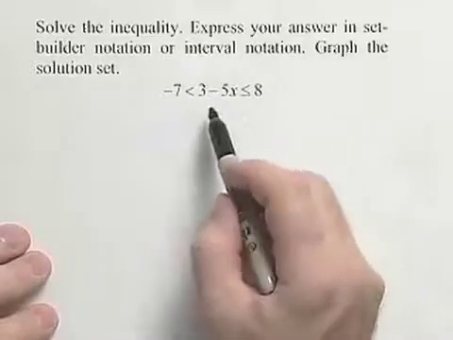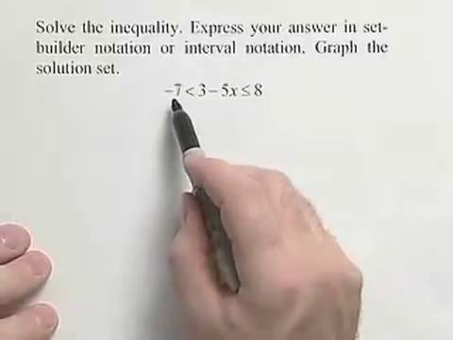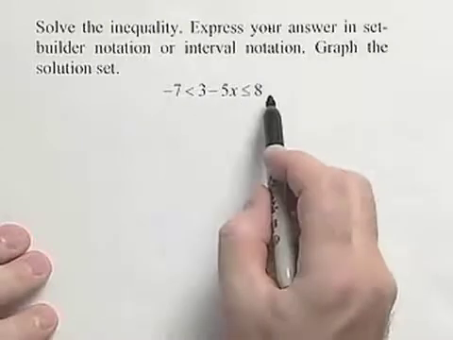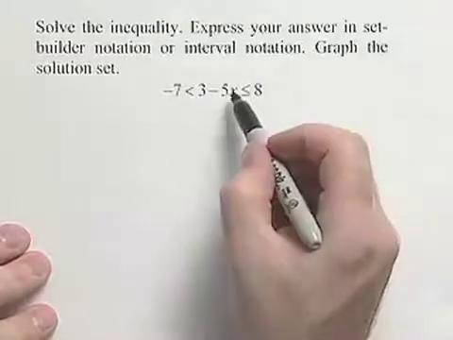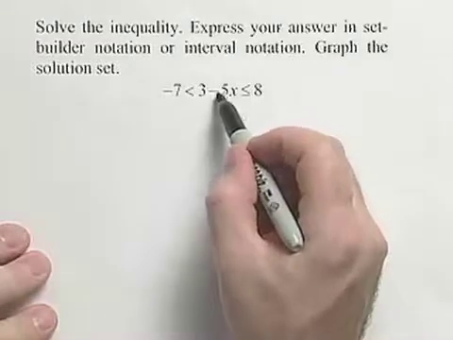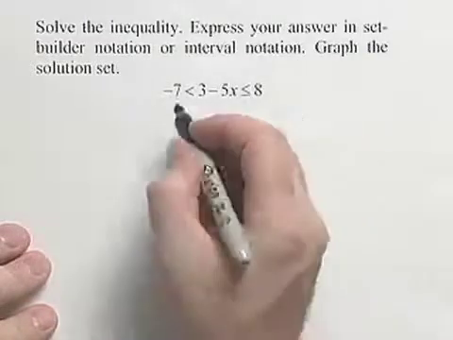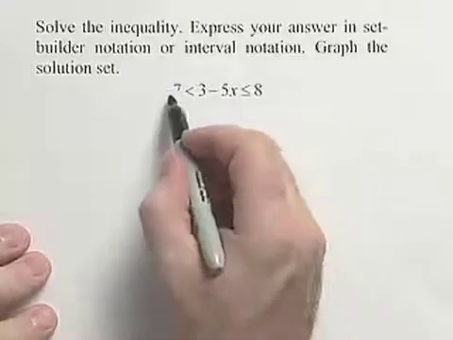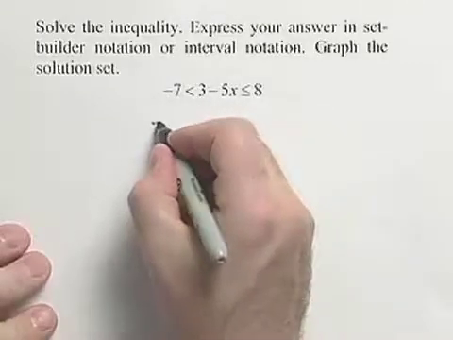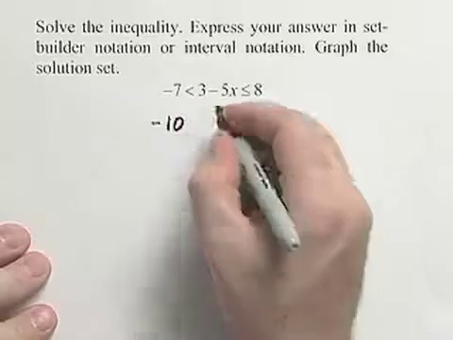We don't have to do a lot that's really different for this. We just have to remember that what we do to one part, we do to all the parts so that we're consistent. We still want to isolate this x, and we want to keep that in the middle. So the first thing we're going to do is subtract 3 from both sides, all three parts. So we subtract 3 from this part. Negative 7 minus 3 is negative 10.